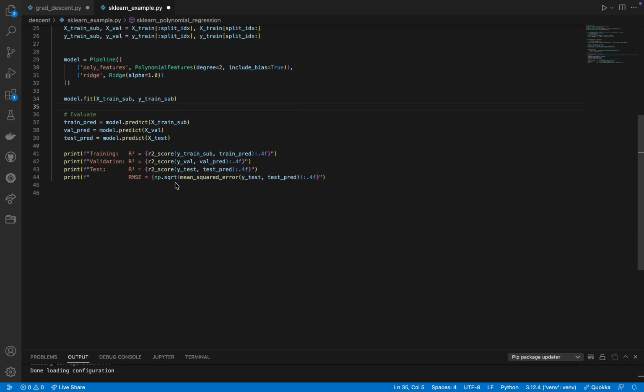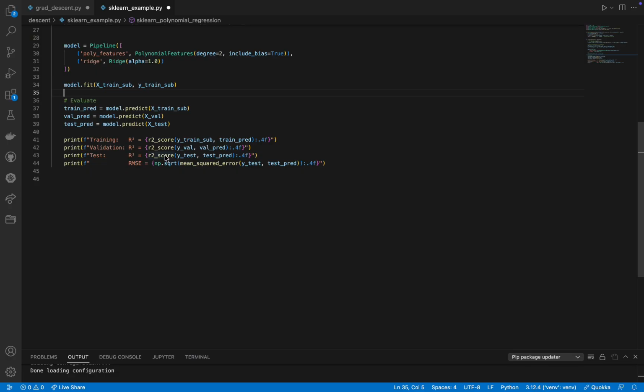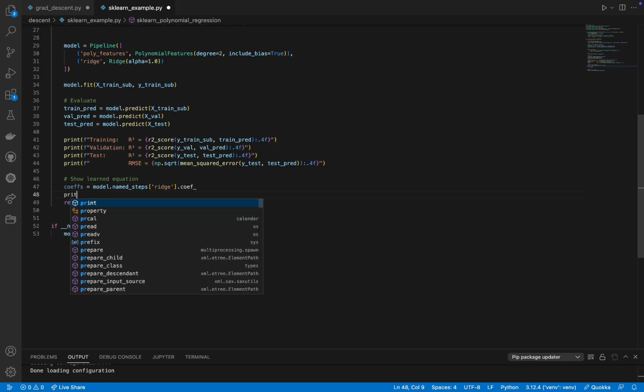Okay, so after training completes, we evaluate on all 3 datasets. We make predictions on training data, validation data, and test data, and we calculate R squared for each. And you'll see they're all very similar. Finally, we can look at what the model learned. We access the coefficients from each step using model named steps. And we compare that to our true equation.